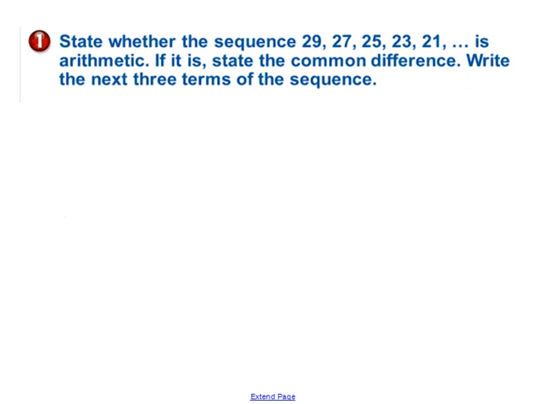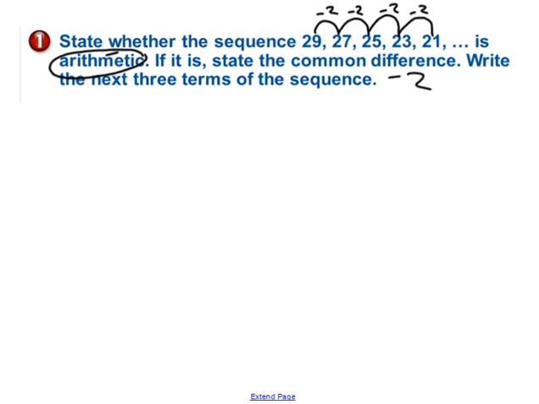State whether the sequence 29, 27, 25, 23, 21 is arithmetic. If it is, state the common difference. As I look at it, from 29 to 27, it goes down by 2. 27 to 25, it goes down by 2. 25 to 23, it goes down by 2. 23 to 21, it goes down by 2. So it is an arithmetic sequence, and the common difference is -2.